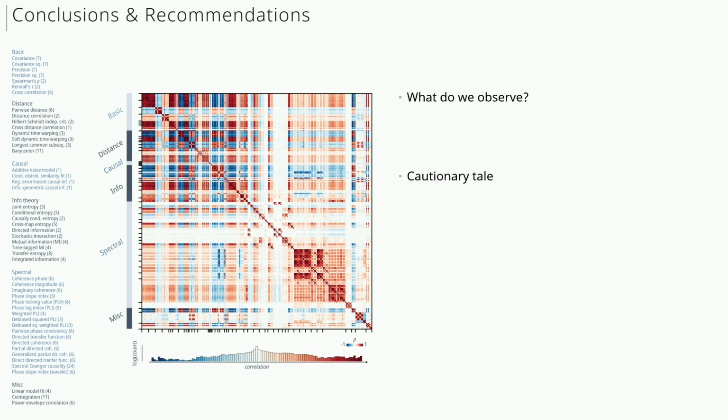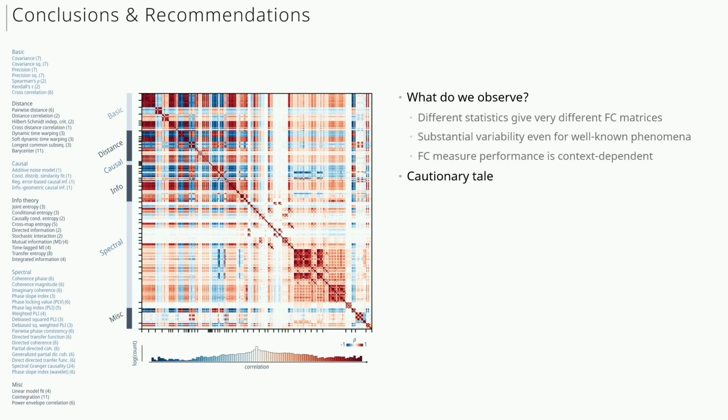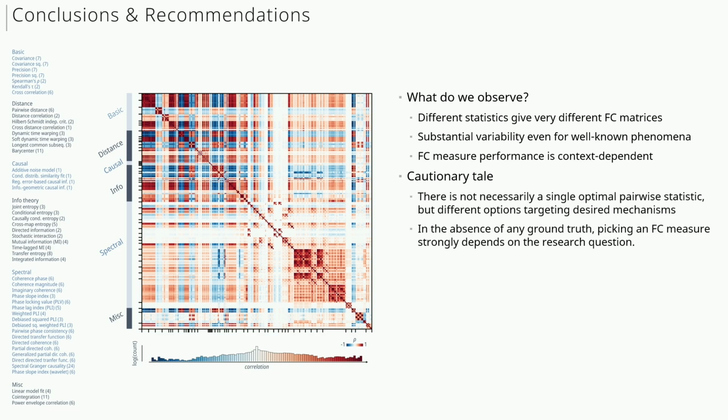And finally, I want to summarize the paper by providing some conclusions and recommendations. In this paper, we see that different statistics give very different FC matrices, and there's substantial variability even for very well-known phenomena. This means FC measure is quite dependent on the context. This also alerts us that there is not necessarily a single best measure, but different measures targeting different mechanisms. With no ground truth, it can be very tricky and important to pick an FC measure that will be suitable for your research question.